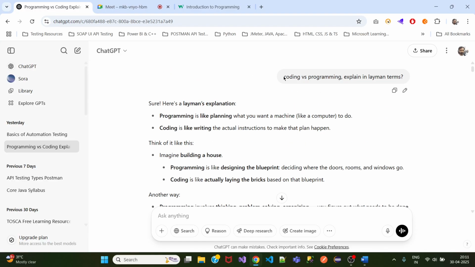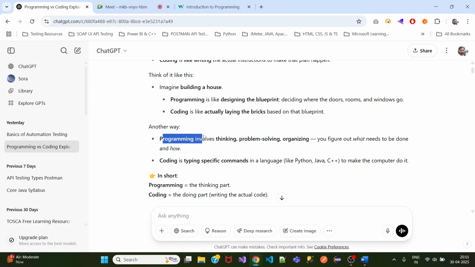So as I said, coding versus programming. What is programming and what is coding? When you ask a developer, he says, I'm writing code. He never says I'm programming, I'm writing code. Because programming involves thinking, problem solving, and organizing. This is what programming is all about. Coding is just writing your code, in any IDE or text editor or any notepad. So here comes Python, Java, any programming language.